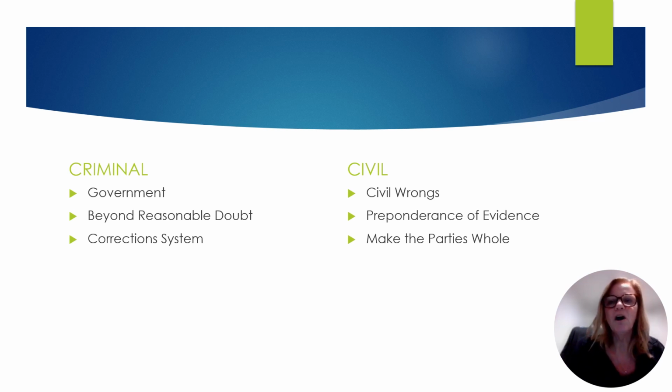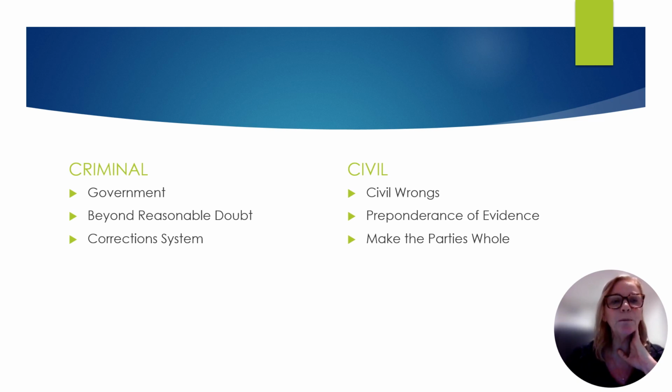Criminal, if you recall, is the government is going to file a case against an individual, an entity, or a business. In a civil case, we're addressing civil wrongs, and it's going to be a person, sometimes the government, but more likely a person who is going to sue another person for harm that's done to them. Criminal, the burden of proof is beyond reasonable doubt, and civil preponderance of evidence.